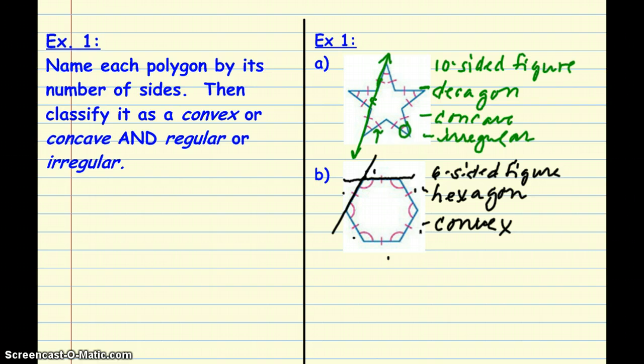And if you look at the angles, they all have one singular little curve, so we know it's equiangular. And then each of the sides has this one little dash mark, so it's also equilateral. So we call this a regular polygon. And again, in order for it to be regular, it has to be convex, equilateral, and equiangular.